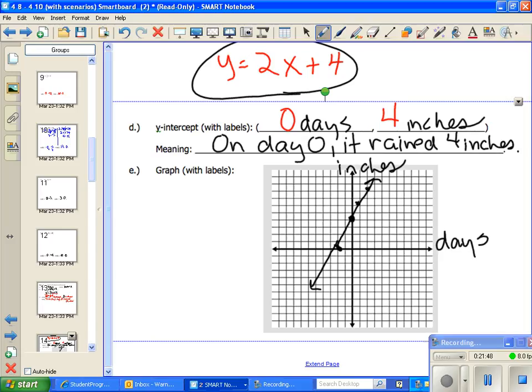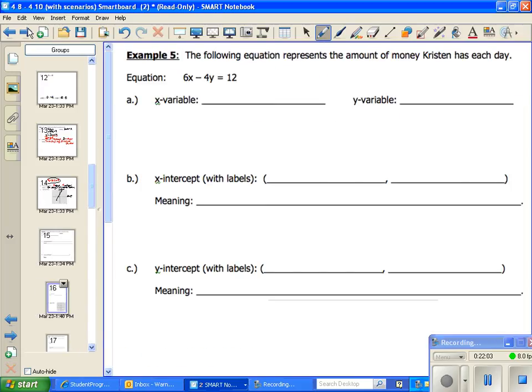Yes, okay. Last problem. We're skipping the example about Lou eating cookies. Sorry, Lou. Okay, go to example 5. All right, instead we're going to make some money. This equation here represents the equation for how much money Kristen makes. Okay, what are your x and y variables? Jenna? Good. Day and money.